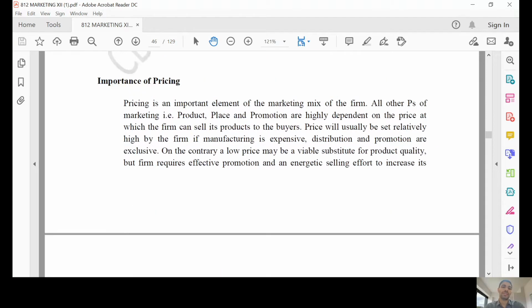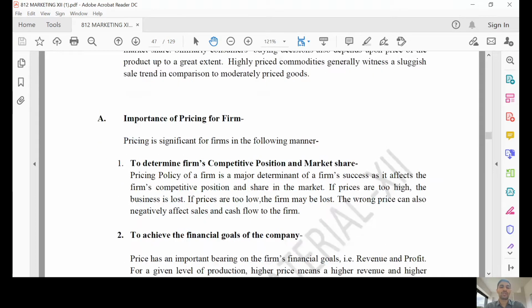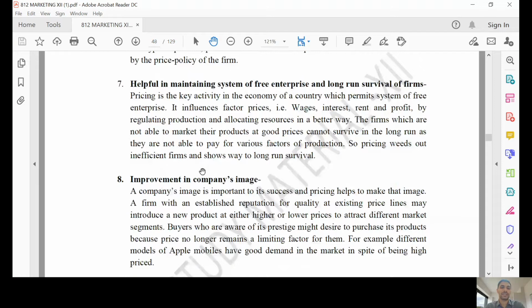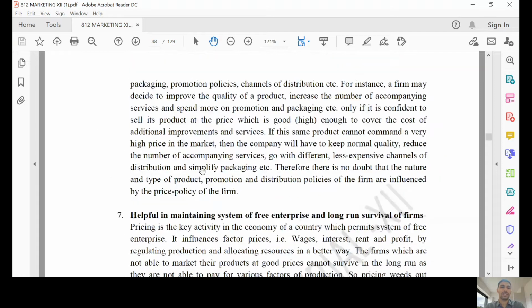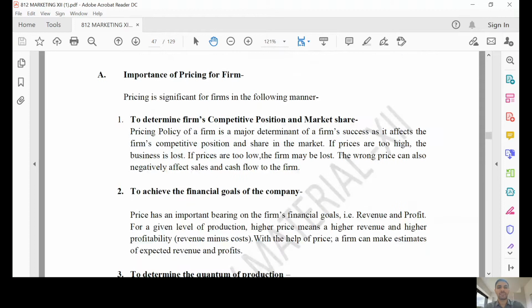So now let us study the importance of pricing. Pricing is important for the firm, and pricing is also important to the customers, isn't it? First, let us study the importance of pricing to the firm or company. The first one is to determine the firm's competitive position in market share. We have already discussed this point above.